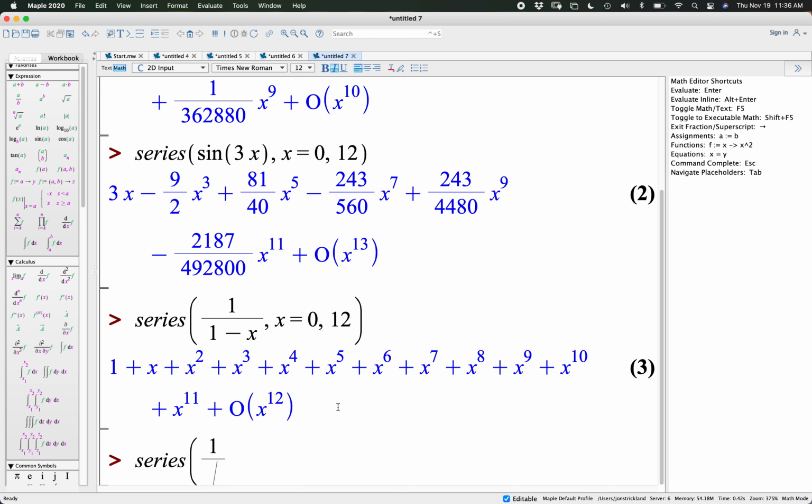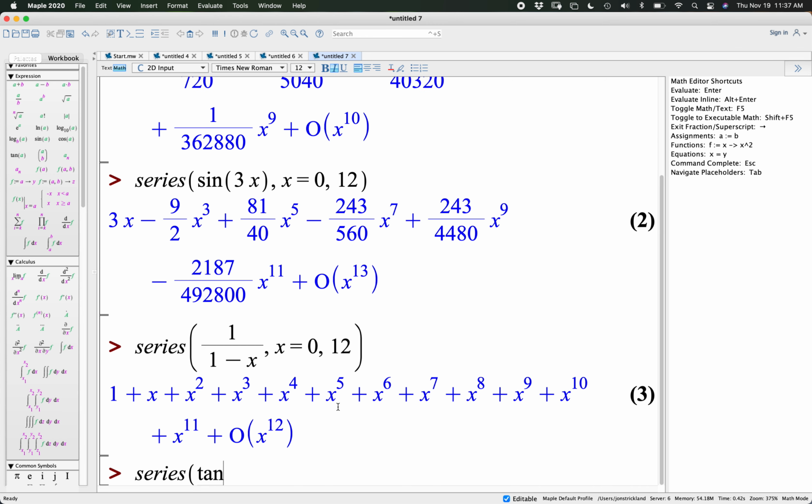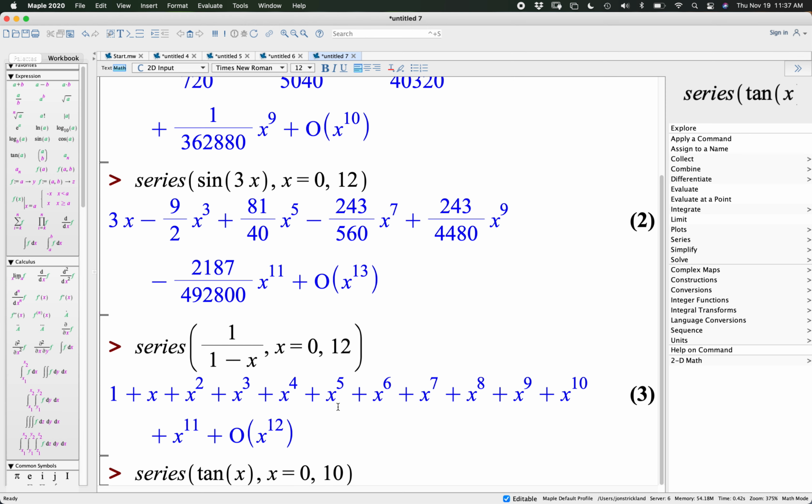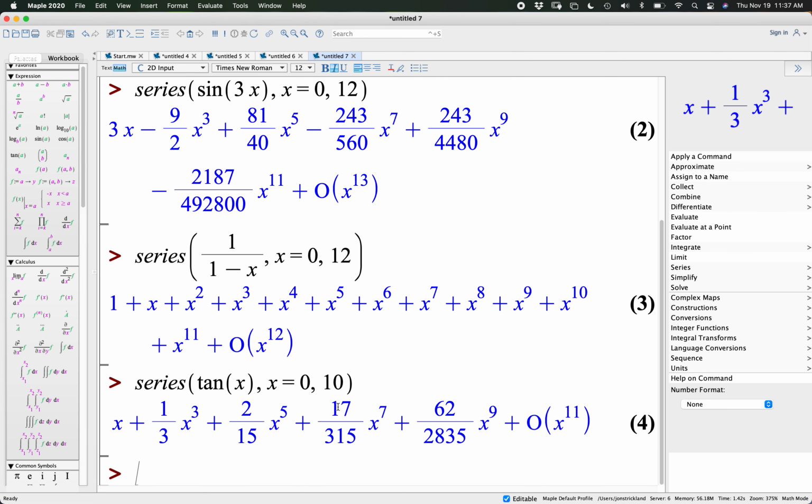Say if I have something like series of 1 over the tangent of x, with x going from 0 to 10. Among the first items, you have 1 over x minus 1/3 of x, then x cubed, 2/15 of x to the 5th, and so on.